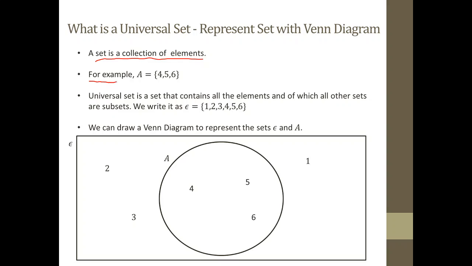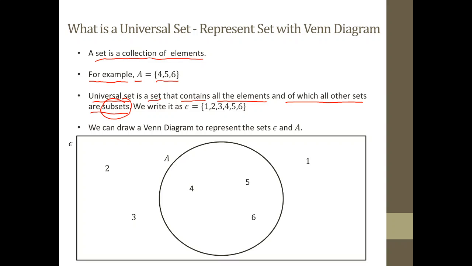Based on the example that I have provided earlier, set A contains the elements number 4, number 5, and number 6. Now, a universal set is a set that contains all the elements. So basically in this video lecture, what I want you to learn is that a universal set is a set that contains all the elements, and of which all other sets are subsets. I will talk about this later, not to worry now.